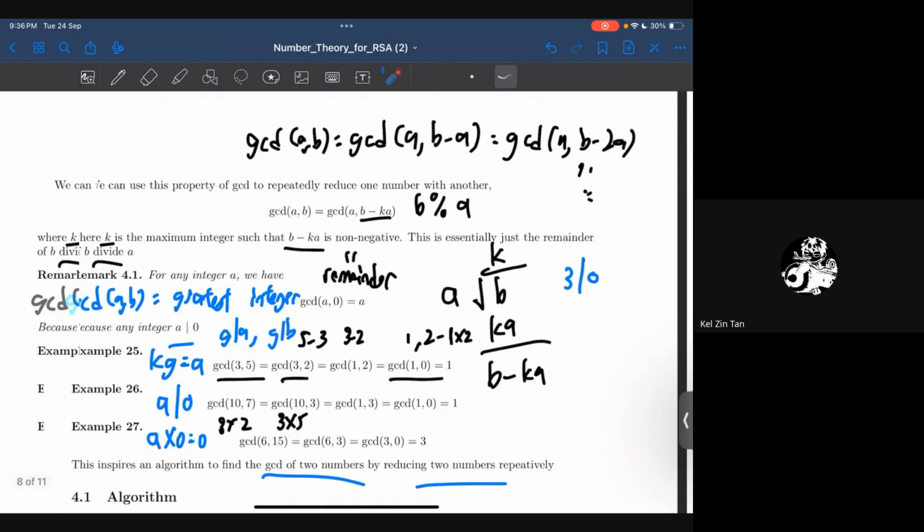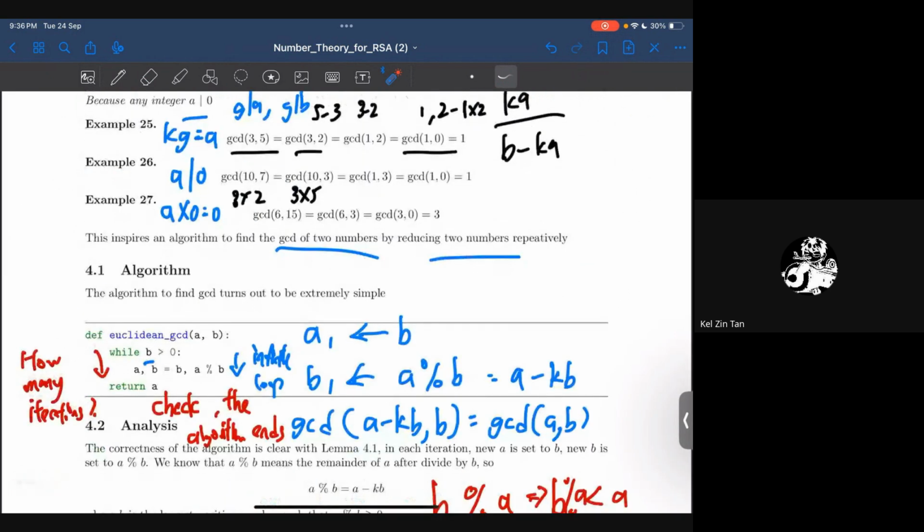Yeah, 3-0 will terminate the loop. The reason is because the condition here is B is larger than 0. So if B is equal to 0, which is 3-0, then this will terminate the loop. And you know that when we do modular operations, the remainder will always be larger than or equal to 0. So if my condition here is larger than 0, then it means that B must be equal to 0. This must always be true. And then if B is equal to 0, the GCD will become A.